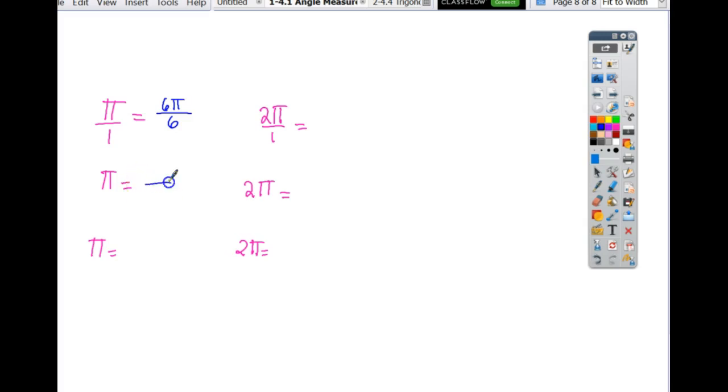So if I was going to do this with 4, you would have 4 pi over 4. And if I did it over 3, it would be 3 pi over 3. Okay? But if I wanted 2 pi now, and if I want to put this over 6, so I multiplied the 1 times the 6, so what do I have to multiply the 2 by? So I get 12 pi over 6.